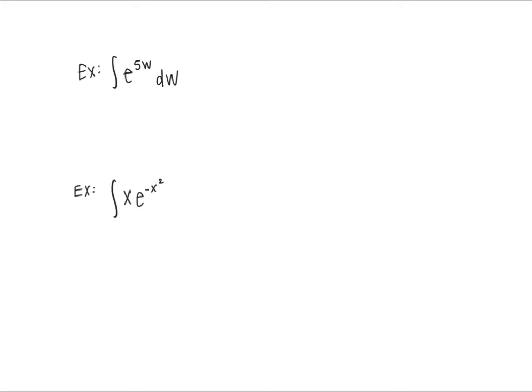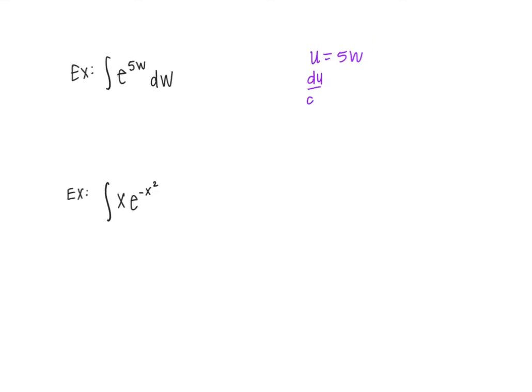So now we have e to the 5w. So 5w is my u, and the derivative of that, notice how I have du/dw now instead of du/dx. The derivative of 5w is 5. I need to solve for dw. So du equals 5 dw and I'm going to divide by 5. So dw equals du over 5.